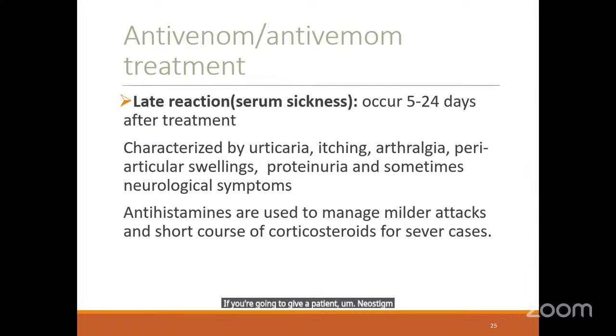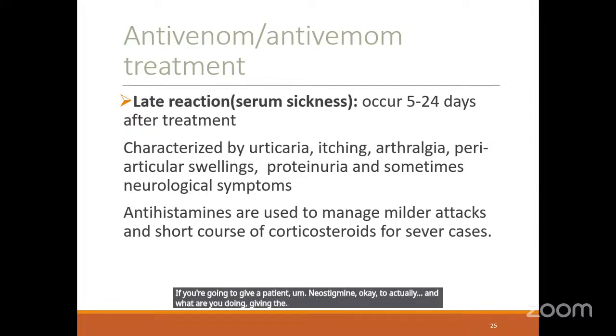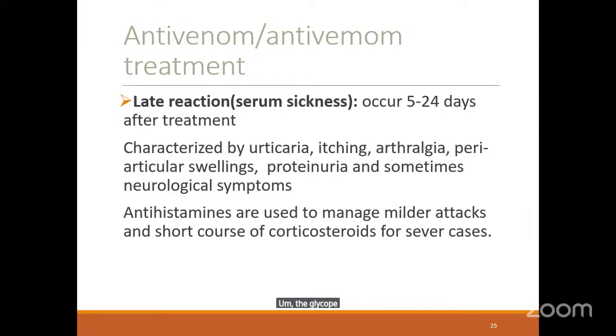neostigmine. And why are you giving the glycopyrrolate? You want to prevent the bradycardia that is induced by neostigmine. So that's why you would want to give either atropine or glycopyrrolate together with neostigmine. Okay, that's that.